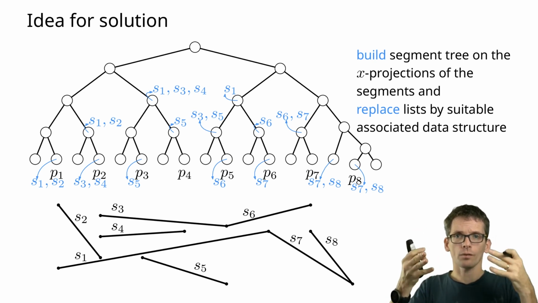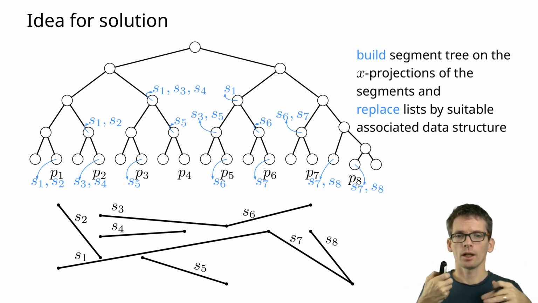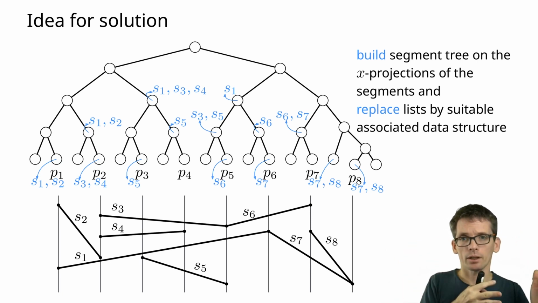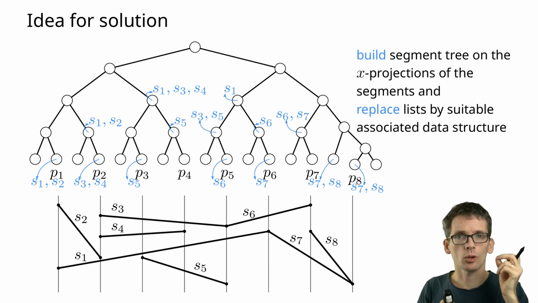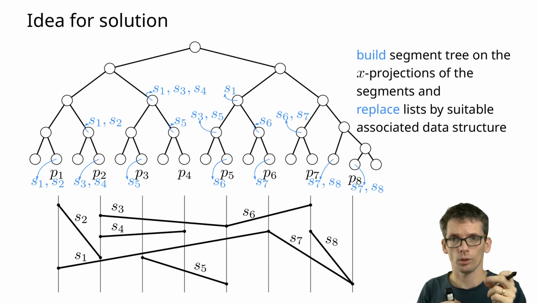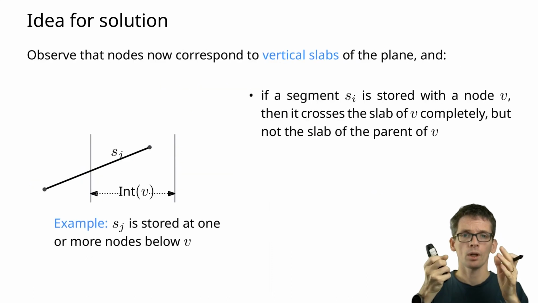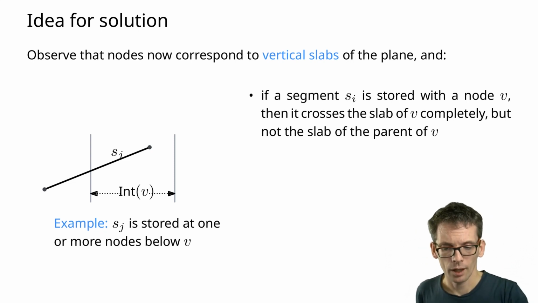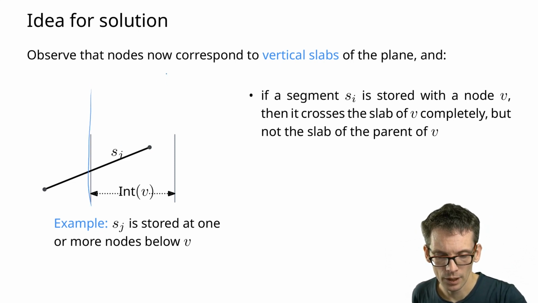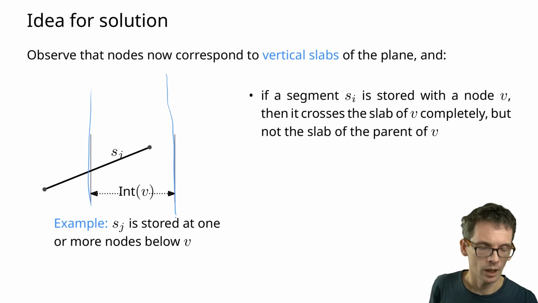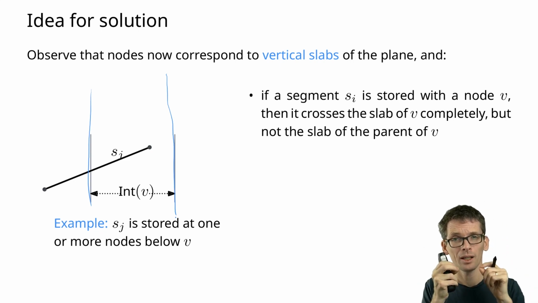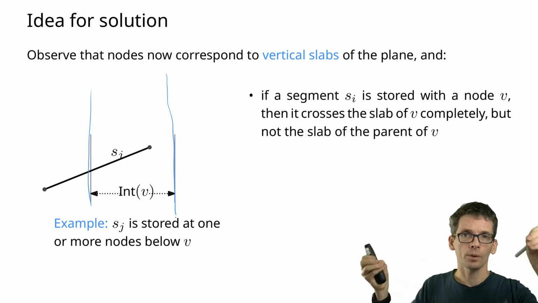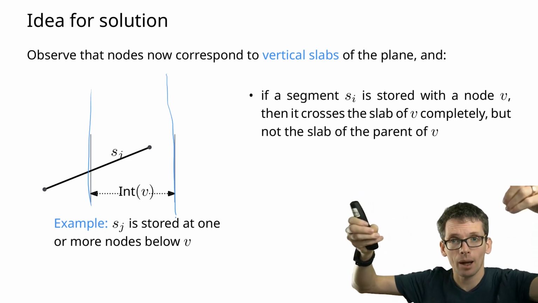If you think of what we get from this 1D space, in terms of elementary intervals, it kind of looks like this, where the space is split into these vertical slabs. What does it mean that I'm storing a segment at a certain node? So a node now corresponds to a vertical slab. So I have a node, let's say this node V, and let's say this is its vertical slab. Then at that node, I store all segments that completely cover that slab and that cannot be stored further up in my tree.